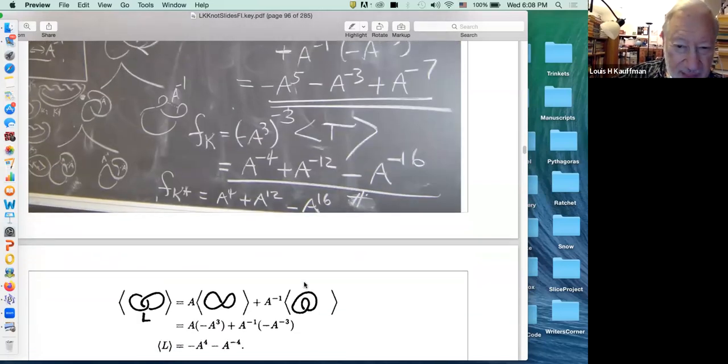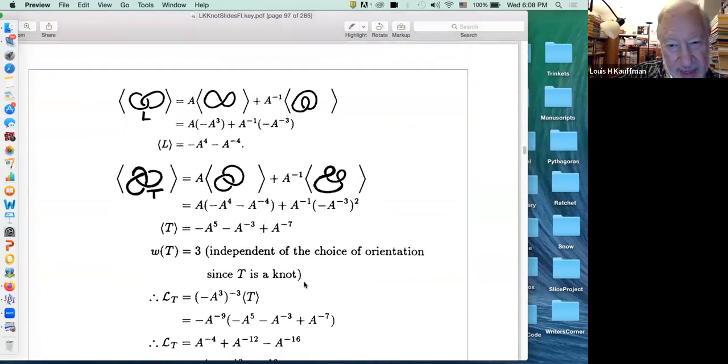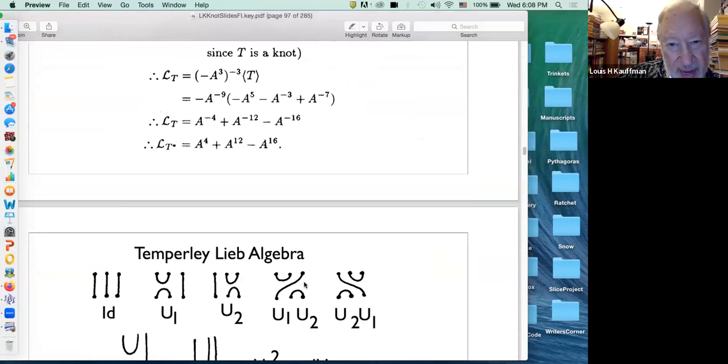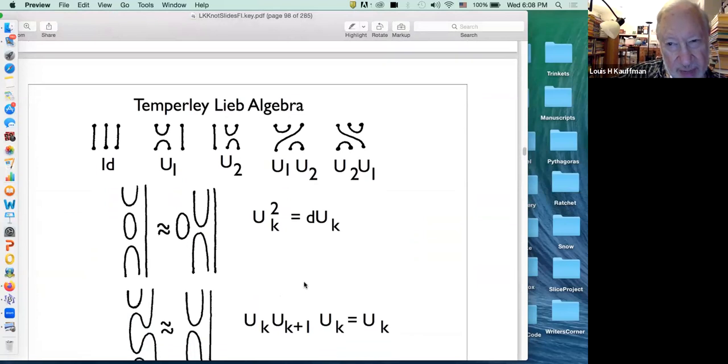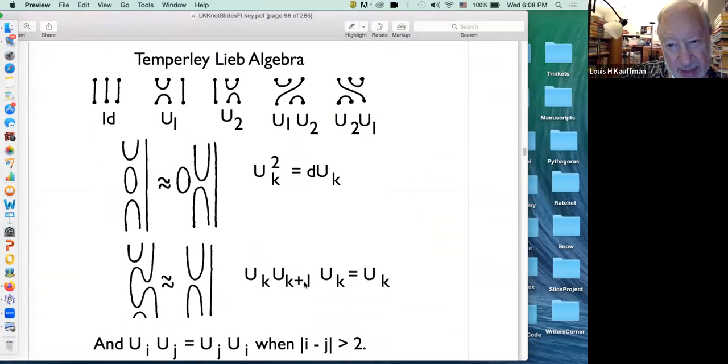So that's the bracket, and we can do many examples. And I want to talk about something that's an algebra, a diagrammatic algebra that's related to the bracket. Quite interesting, and this is a very elementary thing. We're leaving the knot theory for a moment, and I'm just making some diagrams. This is called the identity diagram. This is called U1, this is called U2, this is called U1, U2, and this is called U2, U1.